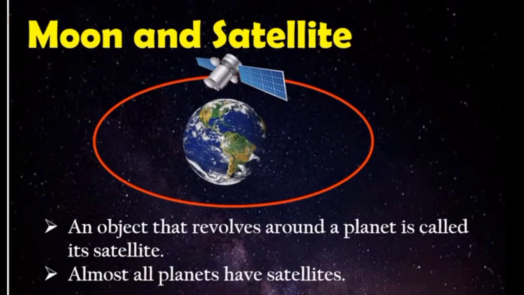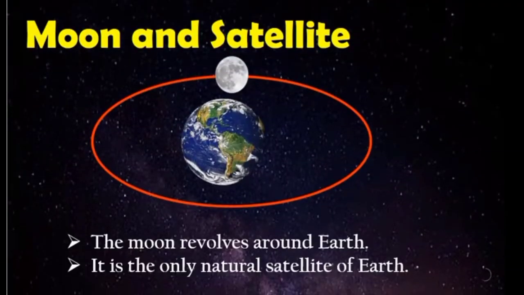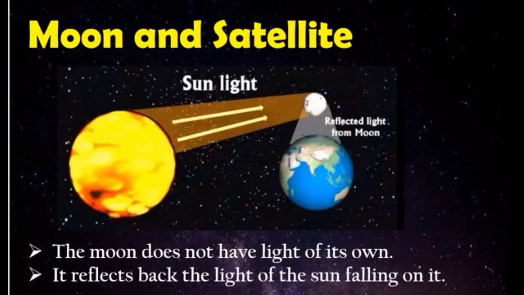Next is the moon and satellites. An object that revolves around a planet is called its satellite. Almost all planets have satellites. Okay. A satellite is a heavenly body that revolves around a planet. Many planets have their own satellite. The moon revolves around the earth. It is the only natural satellite of earth. Okay. So, the moon is the natural satellite.